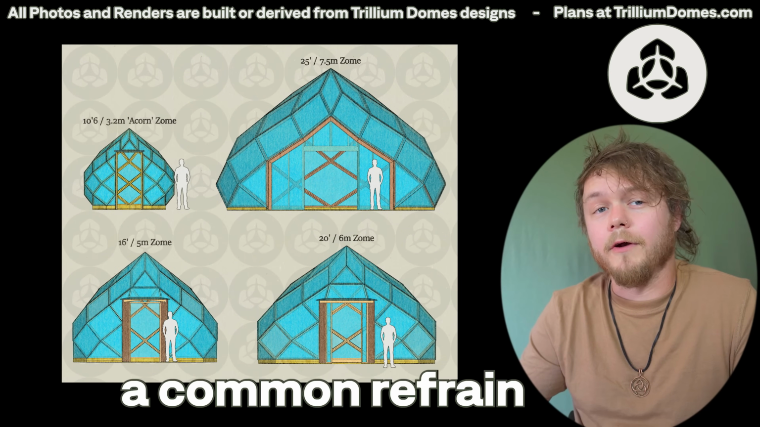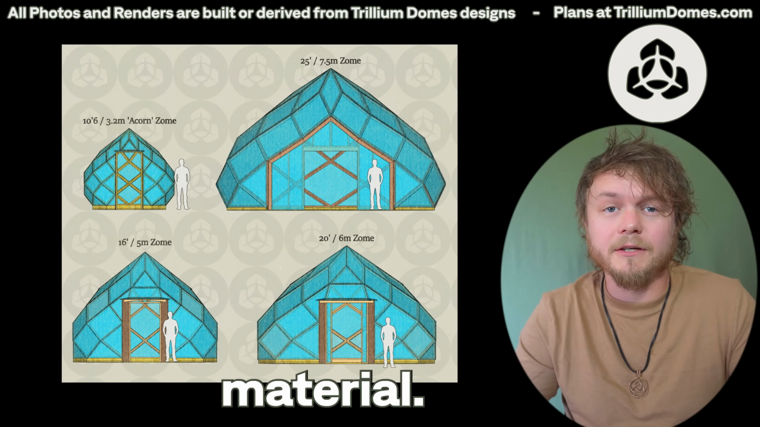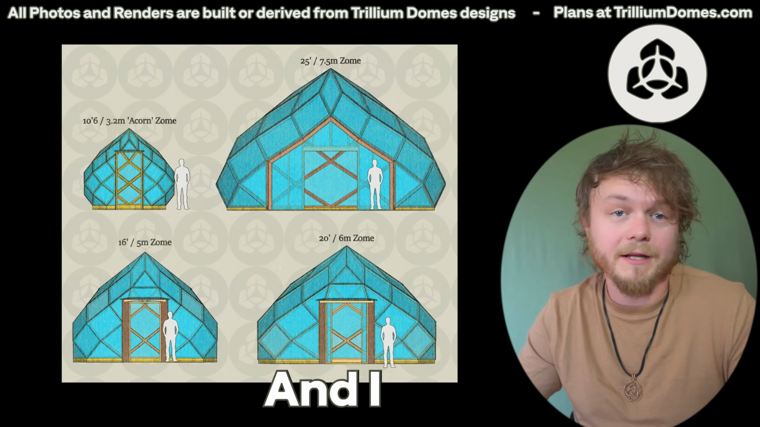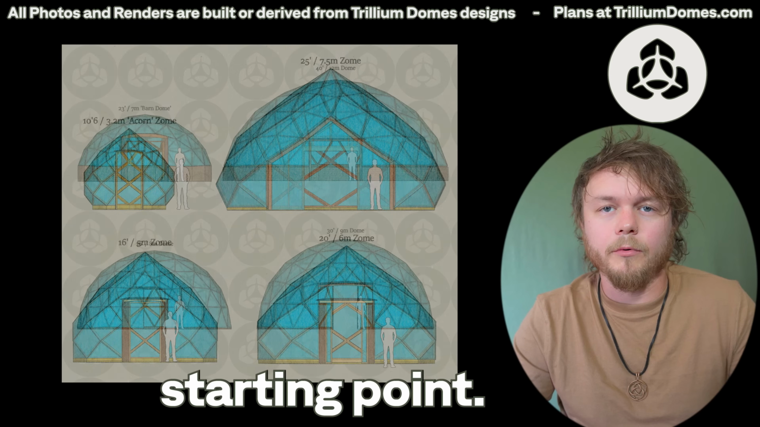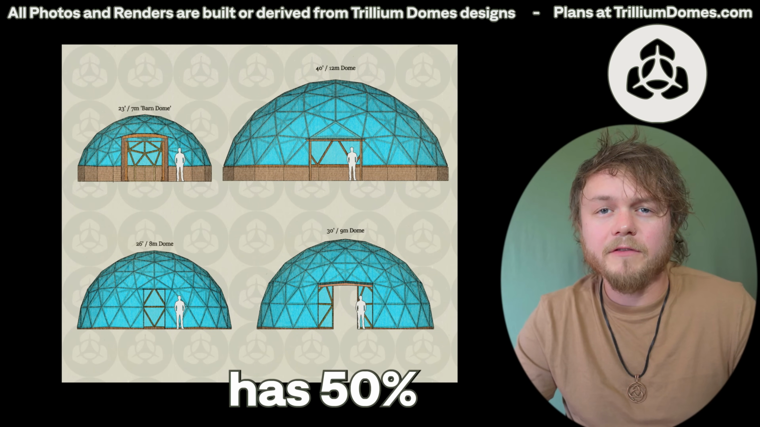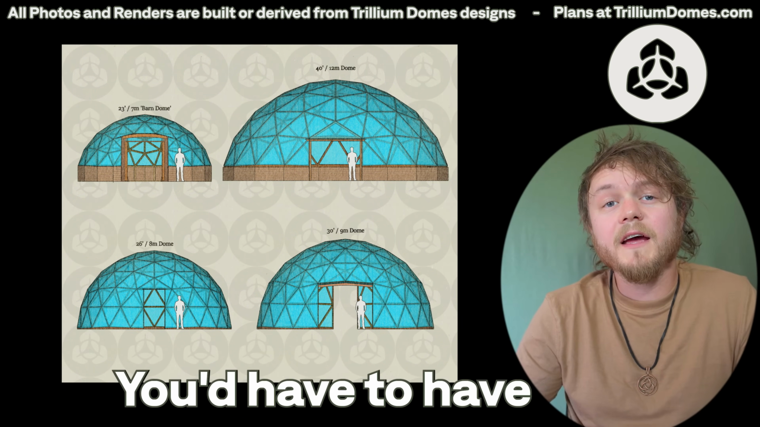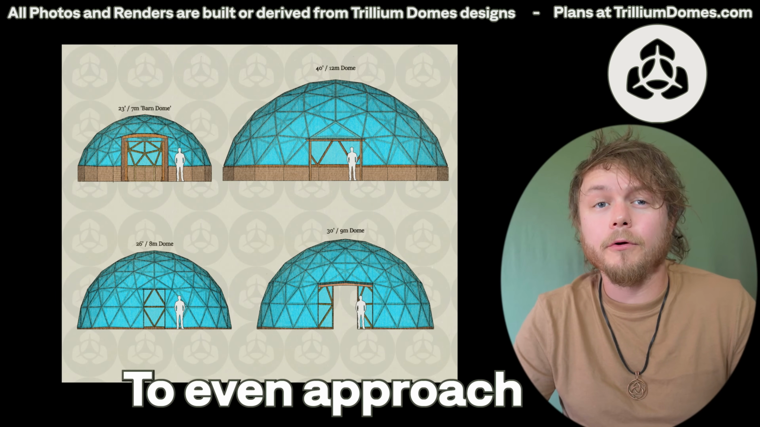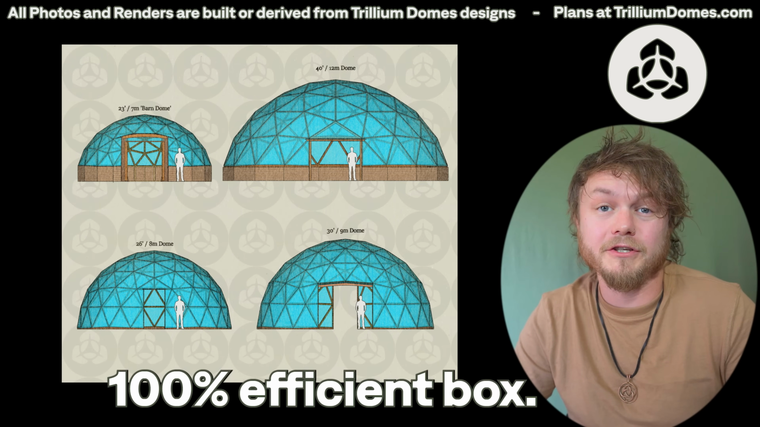Now, it's a common refrain that I hear a lot. Domes are inefficient. You're cutting triangles out of square material. Believe me, I could write a whole video just on this subject alone, and I probably will. But for the sake of brevity, consider our starting point. If a dome structure has 50% less surface area than a box with the same amount of volume, you'd have to have a 50% waste factor in your dome project to even approach using the same amount of material that would go into a 100% efficient box.